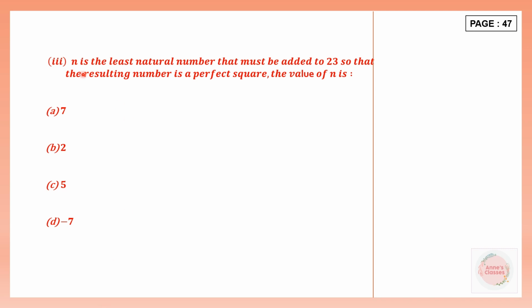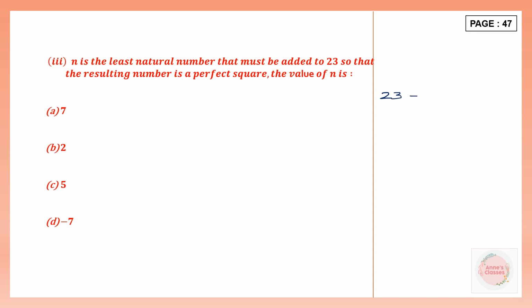Question 3. N is the least natural number that must be added to 23 so that the resulting number is a perfect square. In that case, the value of n is one of these numbers. That means the number that's given to us is 23, isn't it? Now 23 is not a perfect square, but if you add something to it, it will become a perfect square. So which of these numbers should we add to make it a perfect square? We can take these numbers itself. So the number given to us is 23.